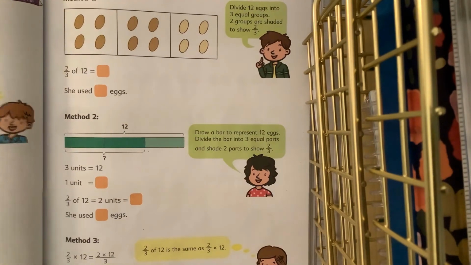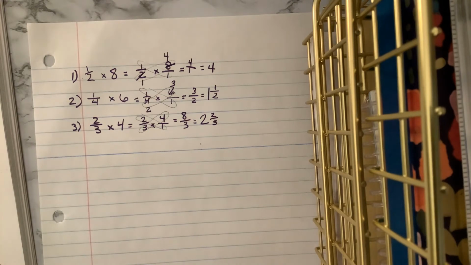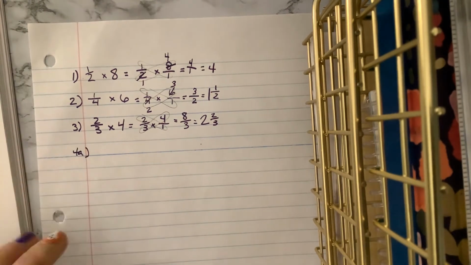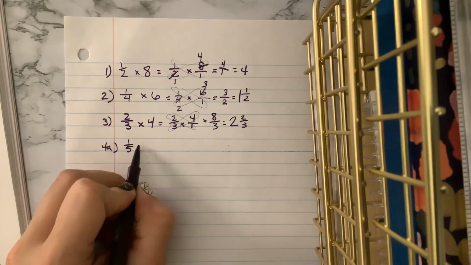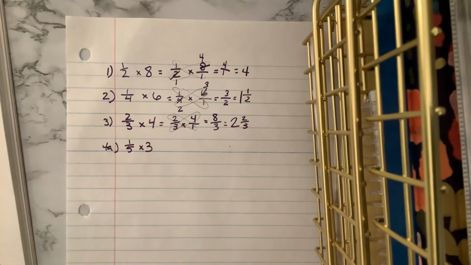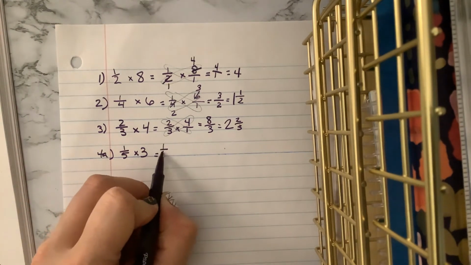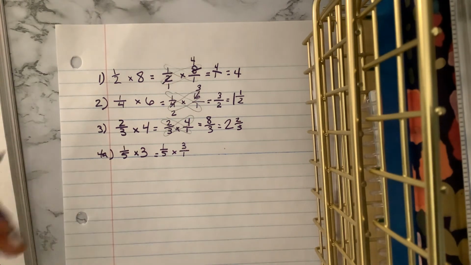Okay, I am going to walk you through the first 3 of number 4. So I'll do 4A, B, and C. And then I'm going to have you do the remainder yourself. So keep working along with me on these next 3 problems. 4A tells us 1/5 times 3. So we rewrite the problem with the whole number as a fraction over 1.